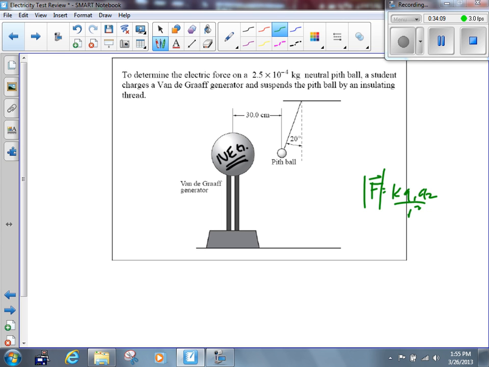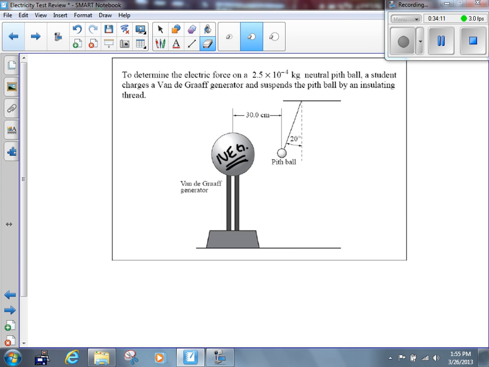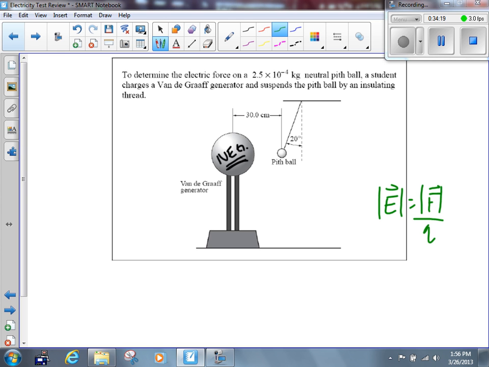Then my next thought was, all right, I know the electric field equation has force in it. Okay, let's say F equals Q times the electric field. Well, I don't know what the charge is, and I don't know what the electric field strength is. So that doesn't seem to work for me.